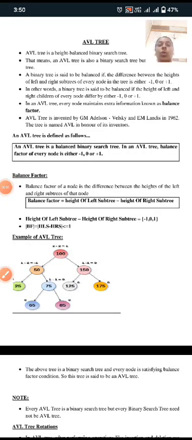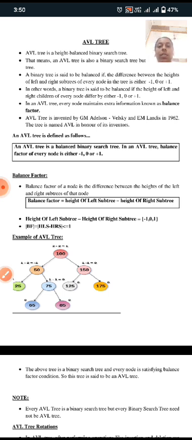Today we discuss the topic AVL tree. AVL tree is a height balanced binary search tree. It is also a binary search tree, but it is a balanced one. How to find the balance? The difference between the height of the left and the height of the right subtree of every node in the tree is either -1, 0 or +1.